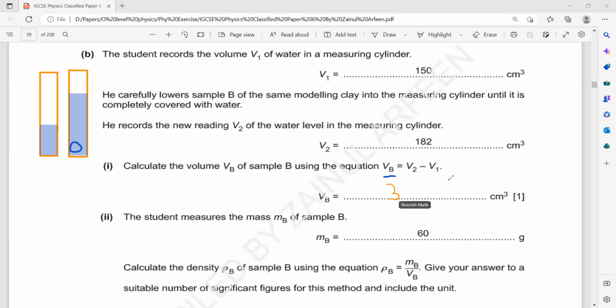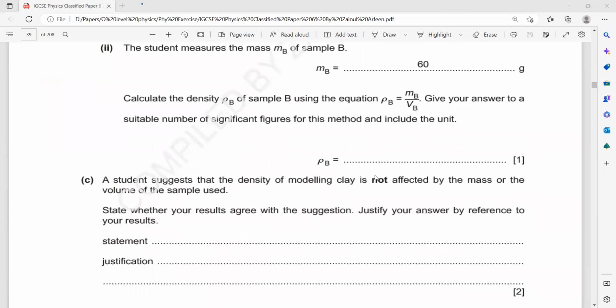So the question is, you can use the screen annotation just to complete what is VB, the difference. So that is 32. Then the 32 is there and then 60. So 32 divided by 60. What's the answer? So 1.87 gram, and the unit, you should write your answer in 3 significant figures. So it will be 1.88 gram per centimeter cube.